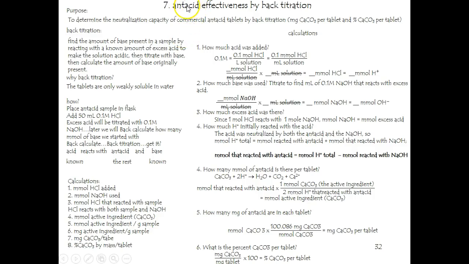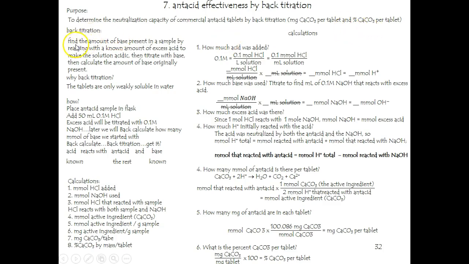This is experiment number 7, antacid effectiveness by back titration. We'll find the neutralization capacity of some commercial antacid tablets by a method known as back titration, which I'll explain in a second. This will tell us how much chalk is in that tablet, both in terms of the milligrams per tablet and the percent per tablet. So we'll need the mass of the tablet in order to do that.